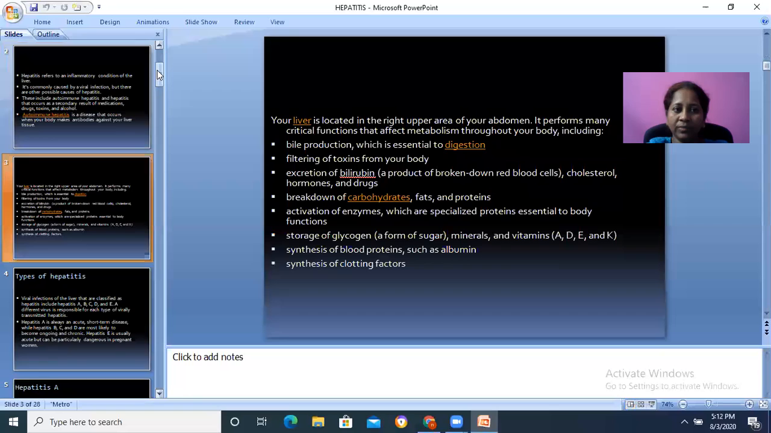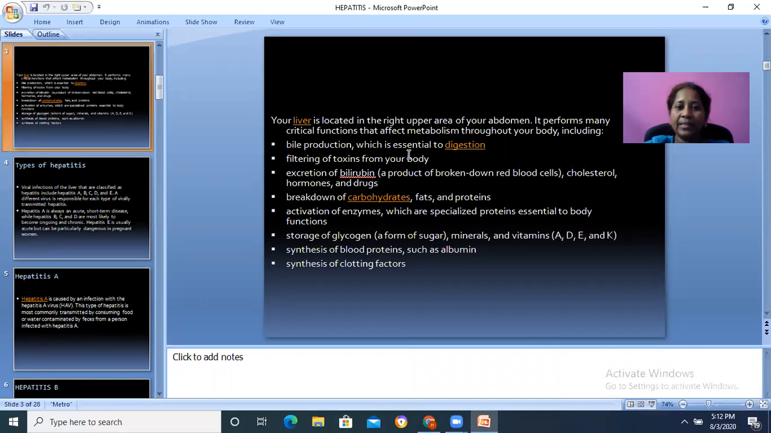Where is the actual position of the liver? Liver is located in the right upper area of the abdomen. It performs many critical functions that affect metabolism throughout our body, including secretion of bile juice. Bile juice is essential for digestion. It emulsifies the fats, that is, complex fats will be converted into simple fats. And bile juice also converts the acidic medium food into alkaline medium. In alkaline medium only, enzymes are functional.